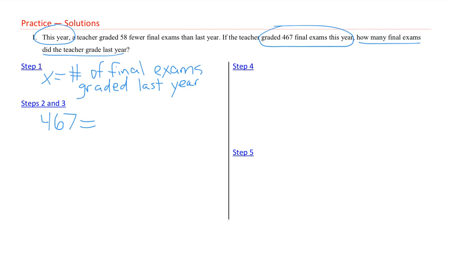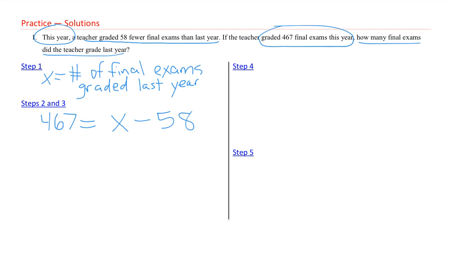All right. For the second part of the equation, we're going to look at this phrase here. The teacher graded 58 fewer final exams than last year. Mathematically, fewer indicates less than. So we need an expression for 58 less than x. And now we have an equation that represents the problem. 467 equals x minus 58.